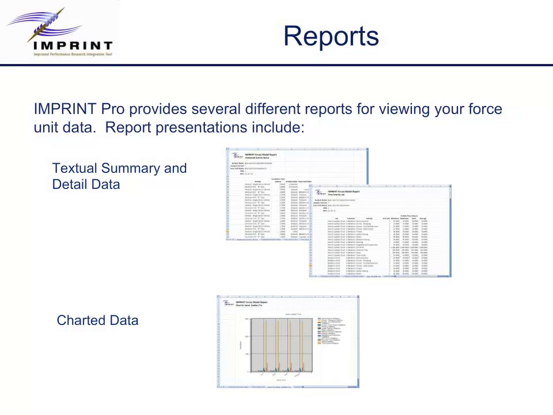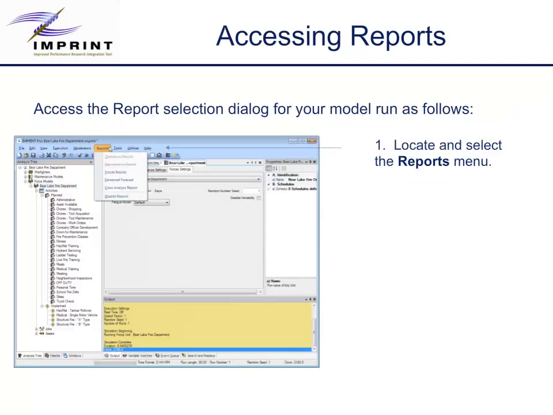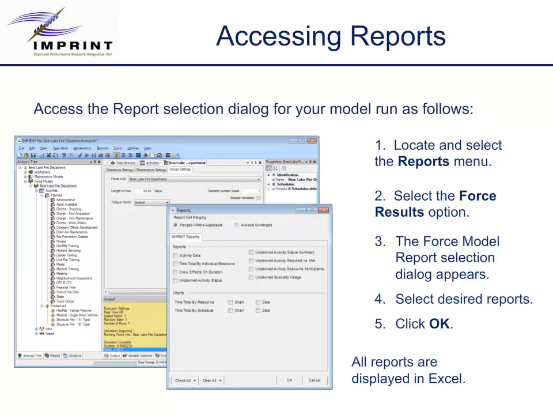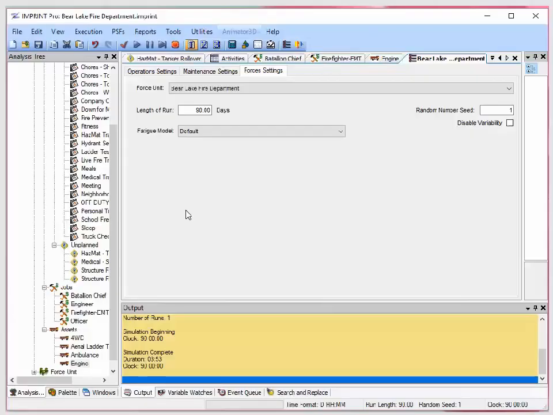Now we are ready to look at reports. IMPRINT Pro provides several different reports for viewing the force unit data. Report presentations include tabular report and chart reports. Let's go back to our model and look at the reports. So now that we've run our model, let's go look at the reports.